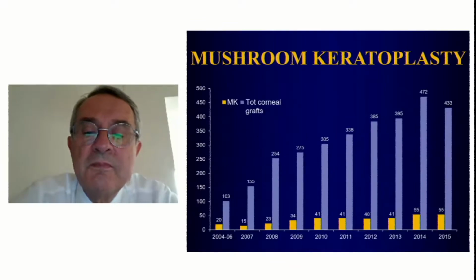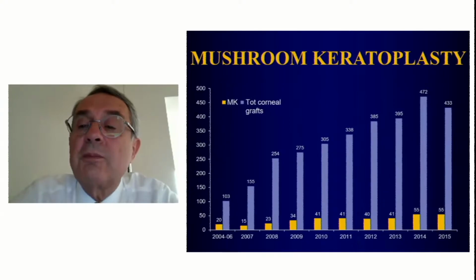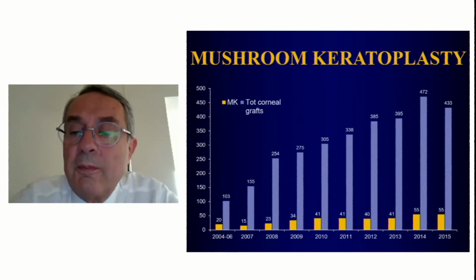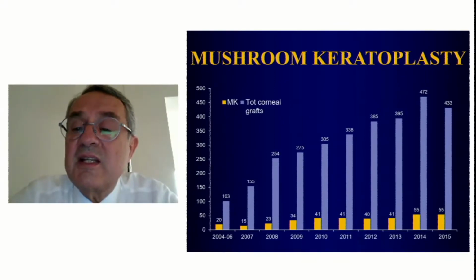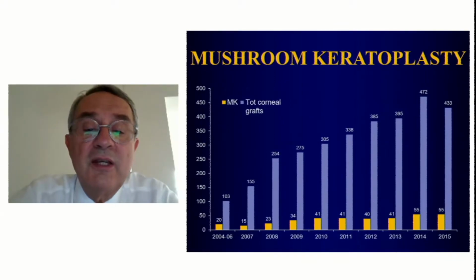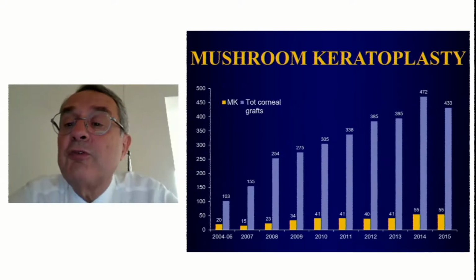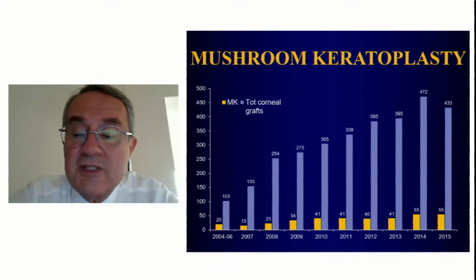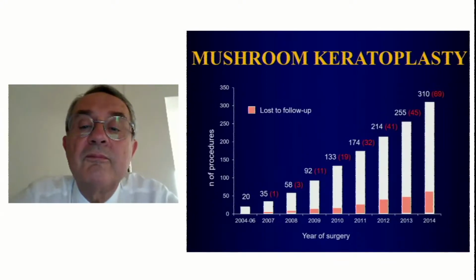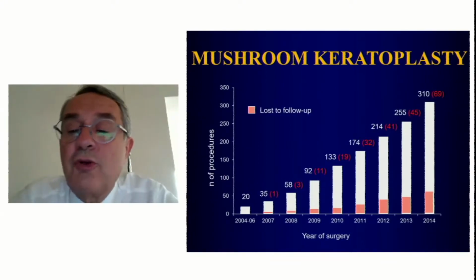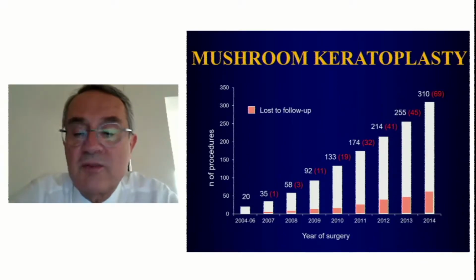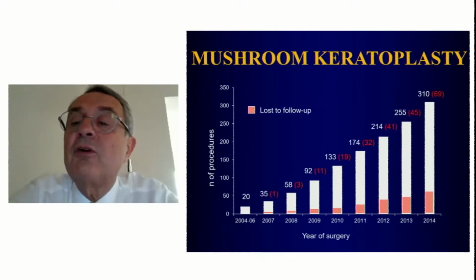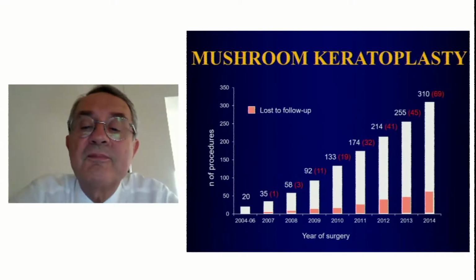Next one. And this is the percentage of the mushroom keratoplasty in comparison with the total number we have performed up to 2015. These are the numbers. You see we are at about, well, what is this? 50 of 400 is 1/8, about 15%. Next one. And the loss to follow-up increases with time, of course, but as I said, it's within limits of all the studies, so it's quite physiologic to have this number of loss to follow-up. Next.